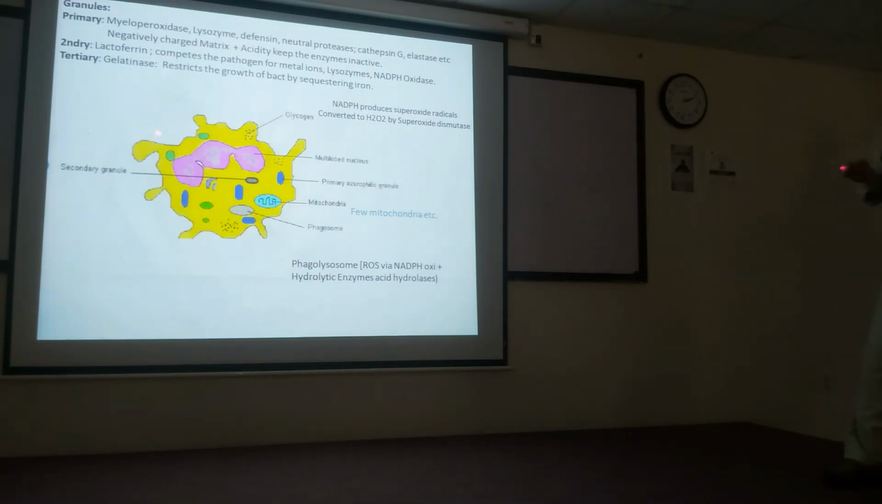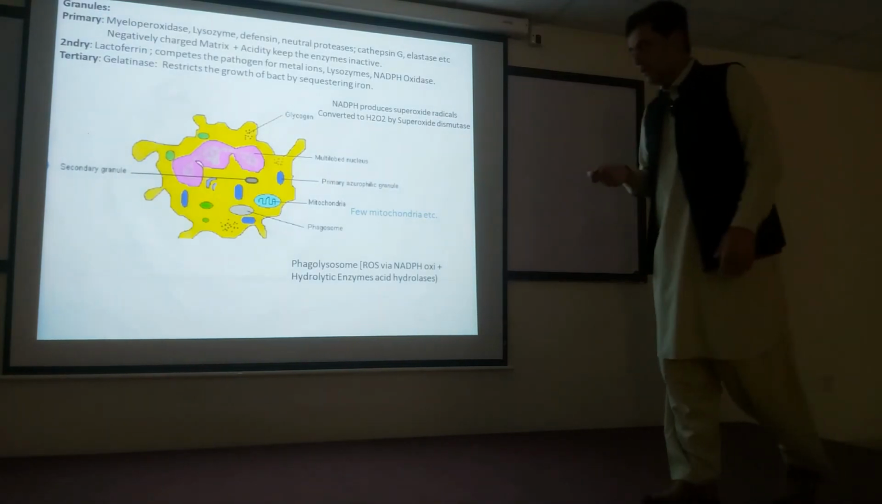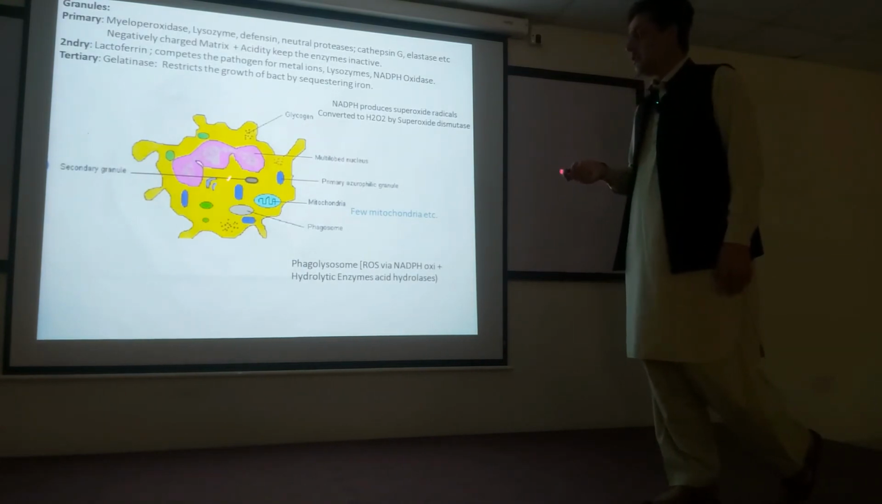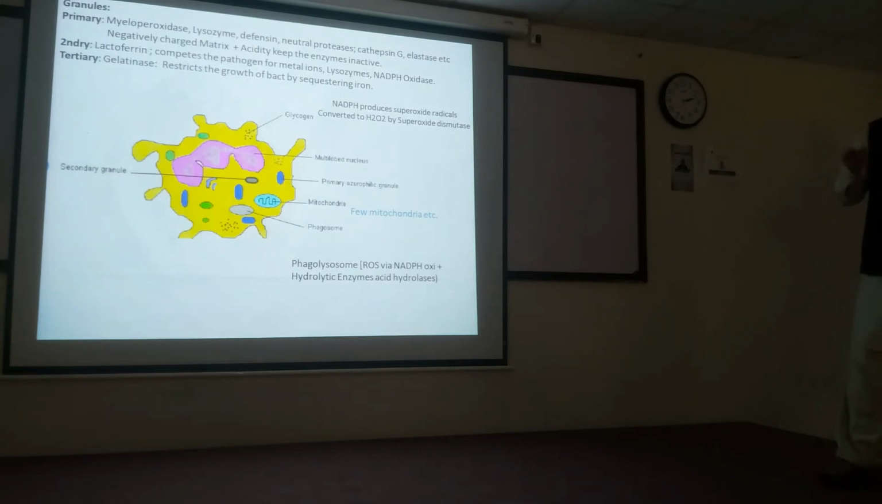Okay, the tertiary granules, the third type of granules, contain gelatinase, and this gelatinase also restricts the growth of bacteria by sequestering iron, more like the secondary granules. So these are different granules. The first thing that these neutrophils are going to do when they engulf the pathogen is to make use of the primary granules.